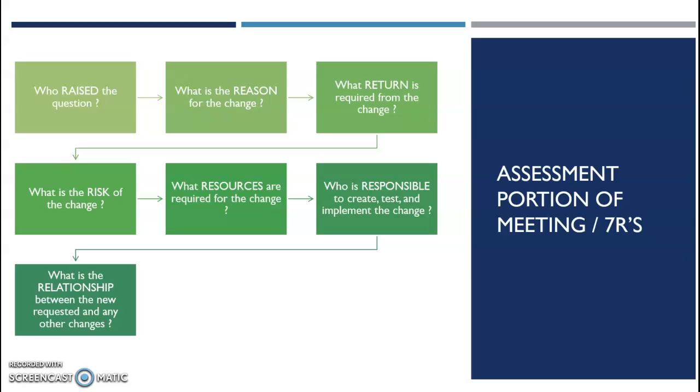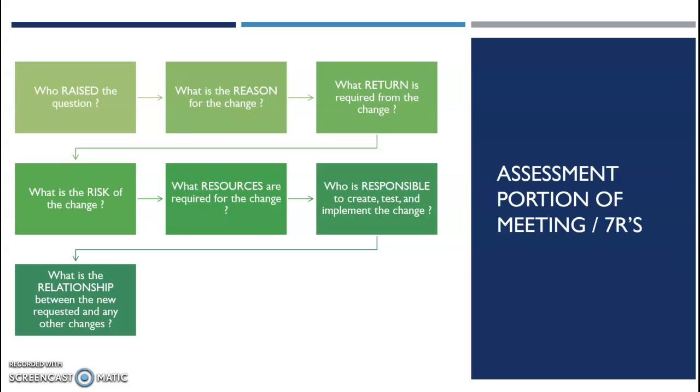Step three, what return is required from the change? This is where you want to know what will be the outcome of the change if it's implemented. What are the benefits? What evidence and arguments are needed? And step four, what is the risk of the change? Know all of the risk. Know what's going on. In this situation, nobody knew that the change would affect the respiratory team in their ability to change patient data elements within the system.